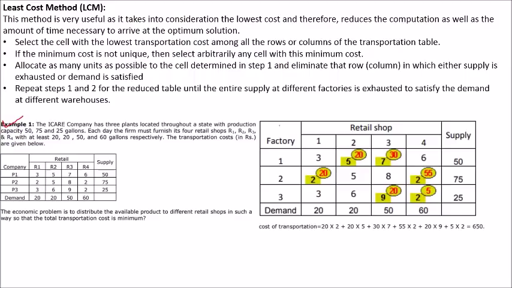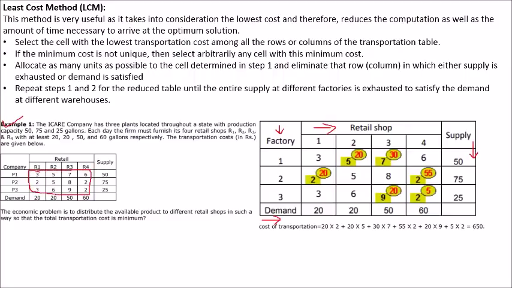So I have the factories here, which are the production units. I have the retail shops given this side. I have the supplies taken here, and I have the demand taken here. This is the given cost matrix, and the same cost matrix is taken.